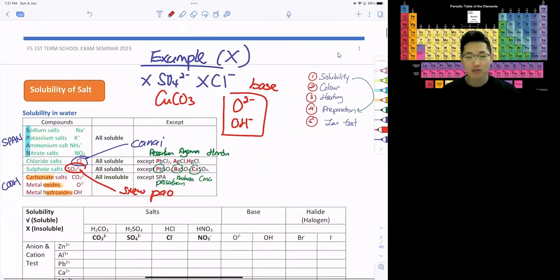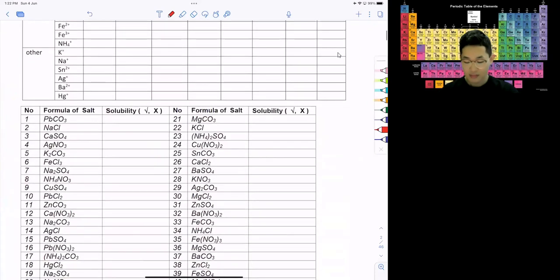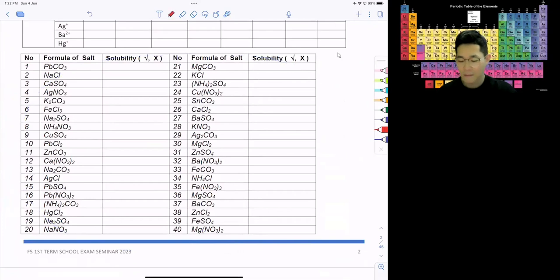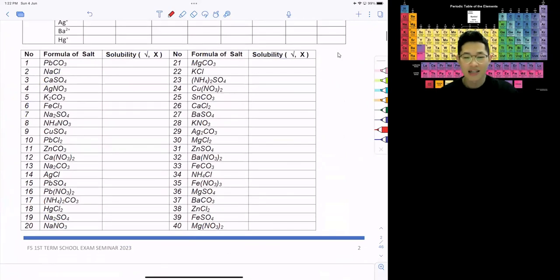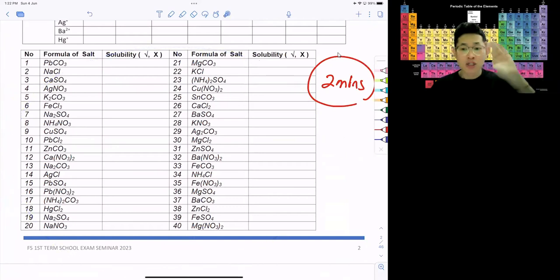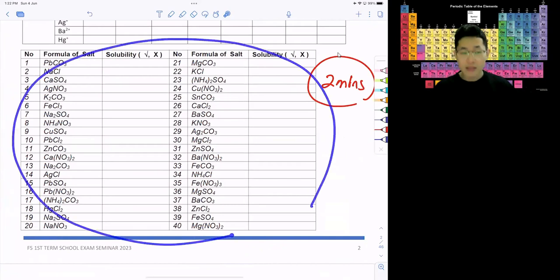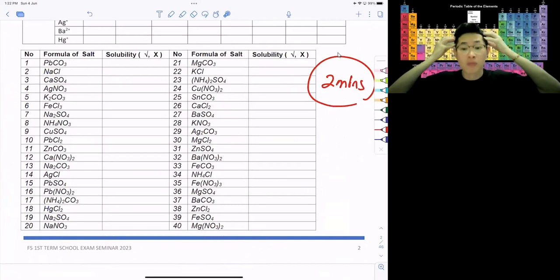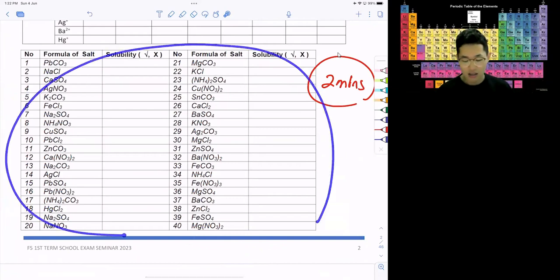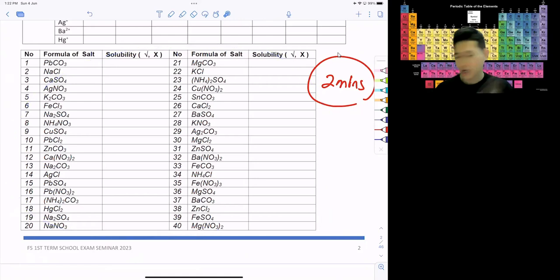Now, it's time to go to the next part. Here. Look at the bottom. I give you all 2 minutes, I think that is enough, to finish the exercise here. Try not to look at the notes. Try not to look at the notes. To make sure that the solubility can go into your brain, because it's very important for the preparation of salt later. Okay. Try not to refer to the notes. I give you 2 minutes and I start the timer here.